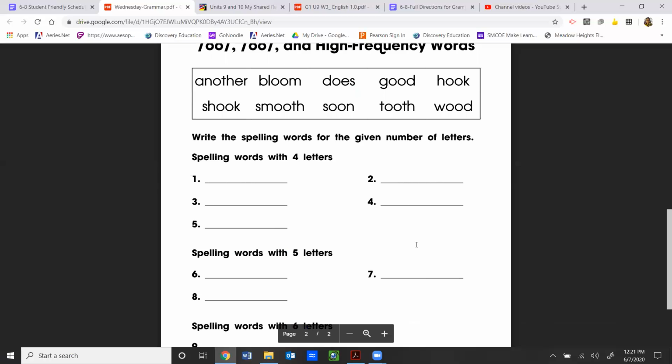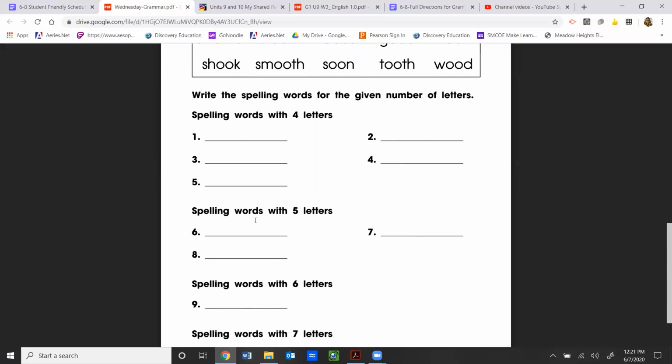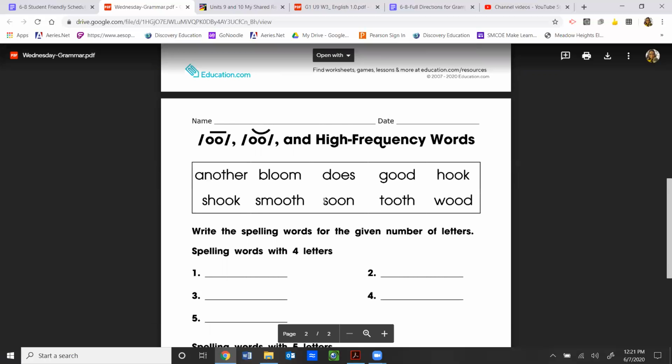Okay. Now, for this spelling page, what you're going to be doing is taking the spelling words. We worked with these yesterday. And you're going to be sorting them by words that have 4 letters, words that have 5 letters. There's one with 6 and there's one with 7. I'll go ahead and read these words to you.